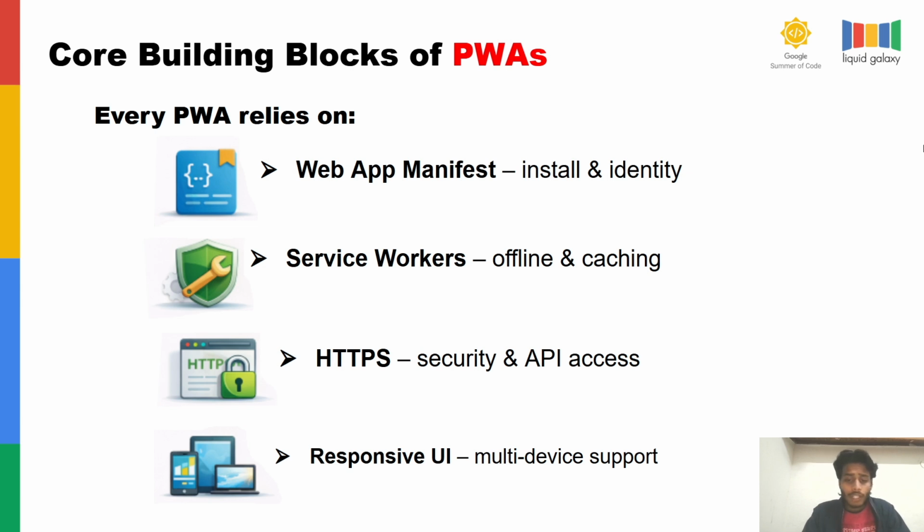Before we go deeper into advanced topics, let's take a moment and understand the core building blocks of a progressive web app. A progressive web app is not created by using a single framework or any single library. Instead, it is built by combining a few key web standards. Every PWA relies on four main building blocks.